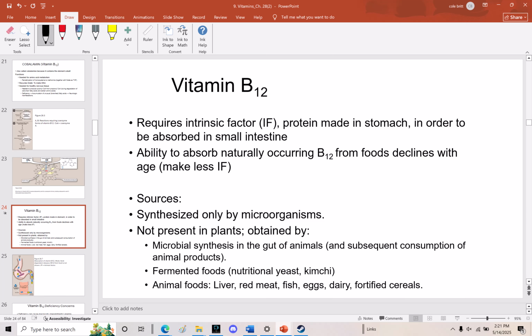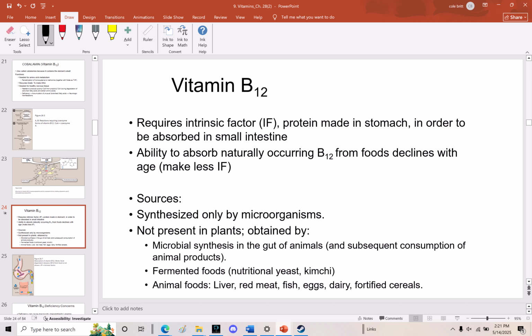All right, so these are some characteristics of B12 that are going to be important to remember. IF stands for intrinsic factor. You definitely want to remember this guy. We make intrinsic factor in the stomach, in order to absorb B12 in the small intestine. The thing is, as we get older, we tend to make less intrinsic factor, which means as we get older, like my mother, we tend to become more B12 deficient if we're not careful. And so IF is really important in order to ensure that you're actually being able to absorb B12 from food.